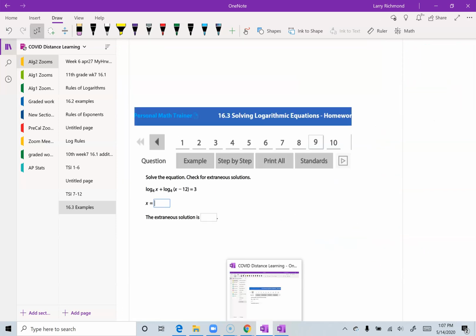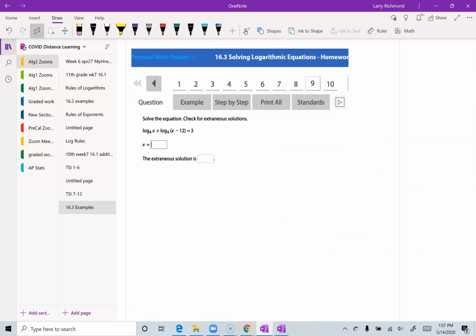All right, next. Okay. Solve the equations, check for extraneous solutions. Remember, particularly when we have some of these special equations, we can get solutions that don't work, so we need to substitute them back in to make sure. So we have log base 4 of x plus log base 4 of x minus 12 is equal to 3.